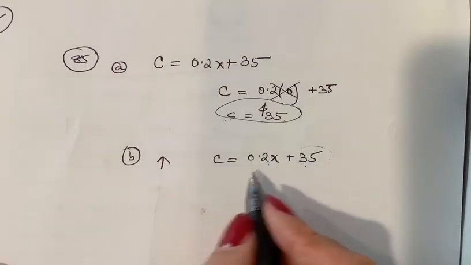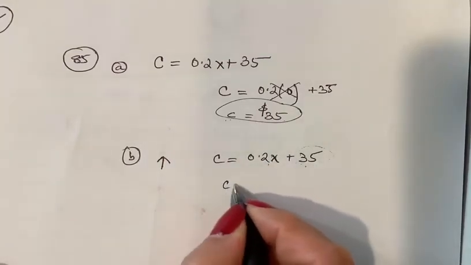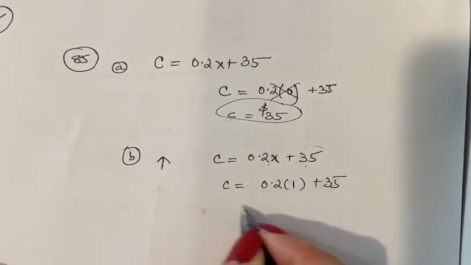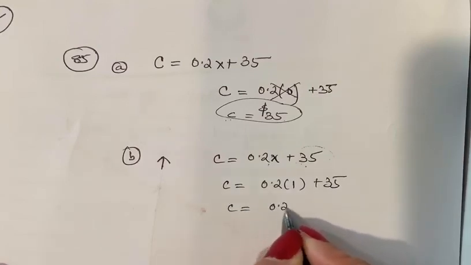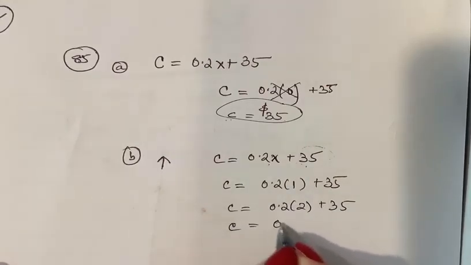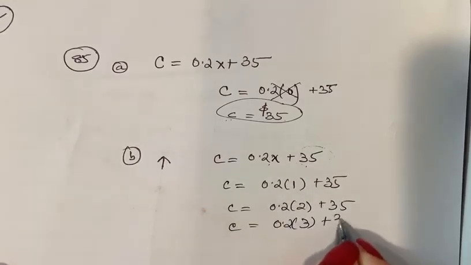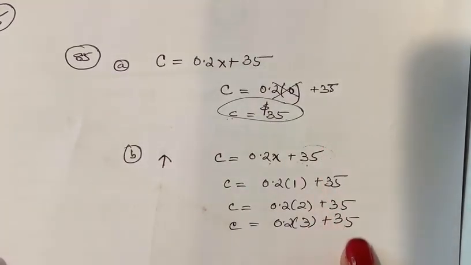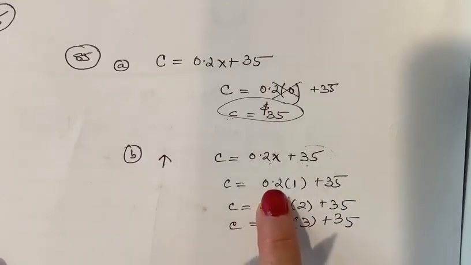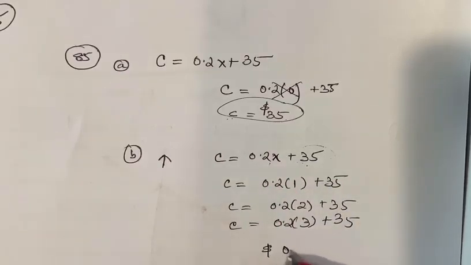So if you drive 1 mile, it is going to be 0.2 times 1 plus 35. If you drive 2 miles, 0.2 times 2 plus 35. For 3 miles, it is going to be 0.2 times 3 plus 35. Now, do you see? This remains the same. Only change is over here. So for every additional mile, you're going to be only paying $0.2 extra. So every mile costs you $0.2 or 20 cents.